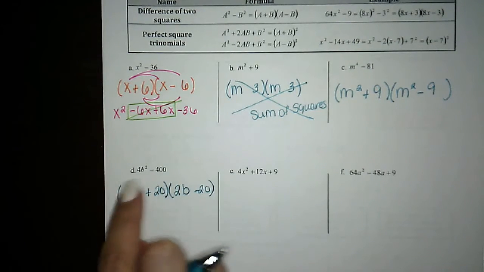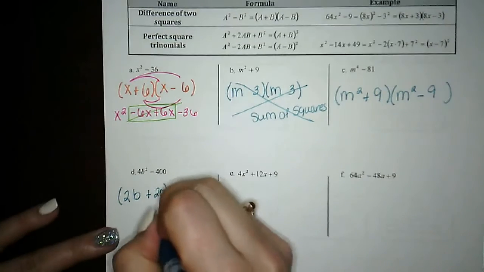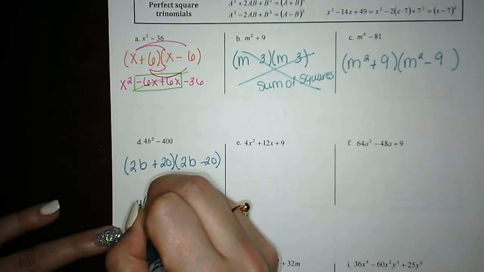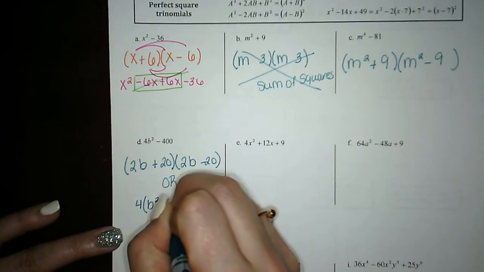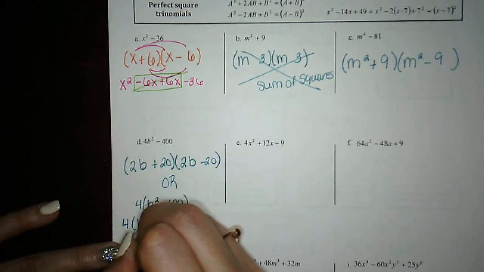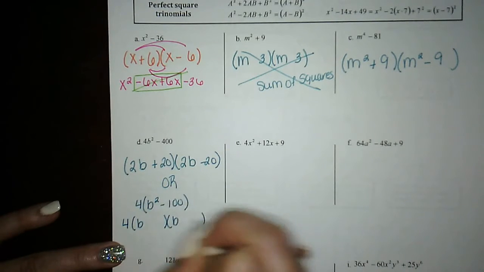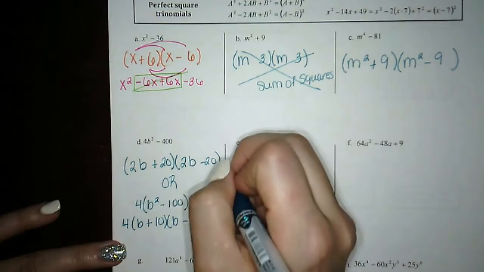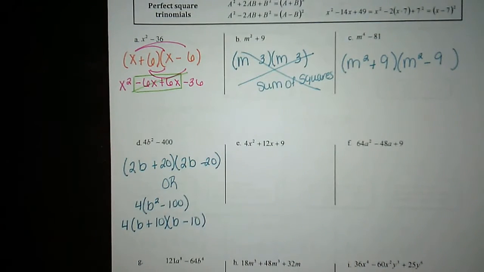You also could have factored out the 4 first. We could have taken this 4 out, and we're left with b squared minus 100. And then square root of b squared is b. Square root of 100 is 10. Make one positive, one negative. And you're going to get the same answer either way. Because if we factor out all these 2's, you're going to get the 4 out in front. So either way is correct.